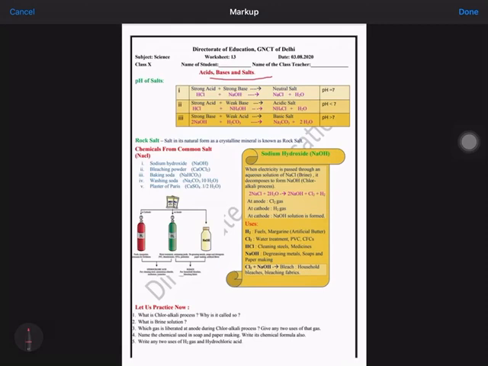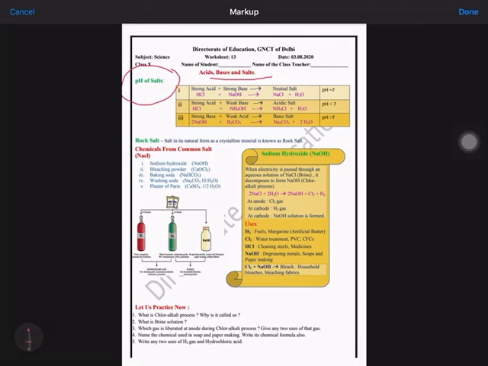Continuing from the last worksheet, where we also talked about pH, today we are going to talk about the pH of salts. In this worksheet we'll talk about some specific salts, which are very important. That means we are going to the third phase of this chapter, that is salts.